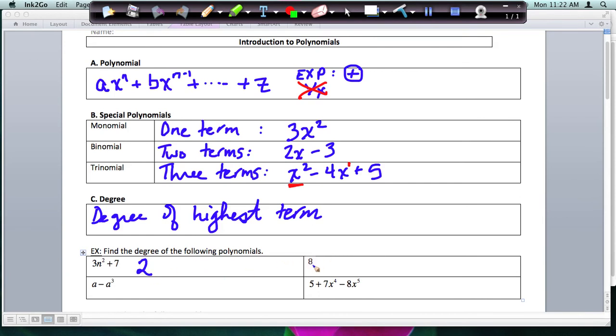Here for 8, when there's no variable, remember if there was a variable, that would be considered to the 0 power, right? Because anything to the 0 power is 1. So this has degree 0. This third one, we have a to the first and a cubed. A cubed is the highest degree, so this is degree 3. And for this last one, we have 0, 4, and 5, so the degree is 5, that highest term.